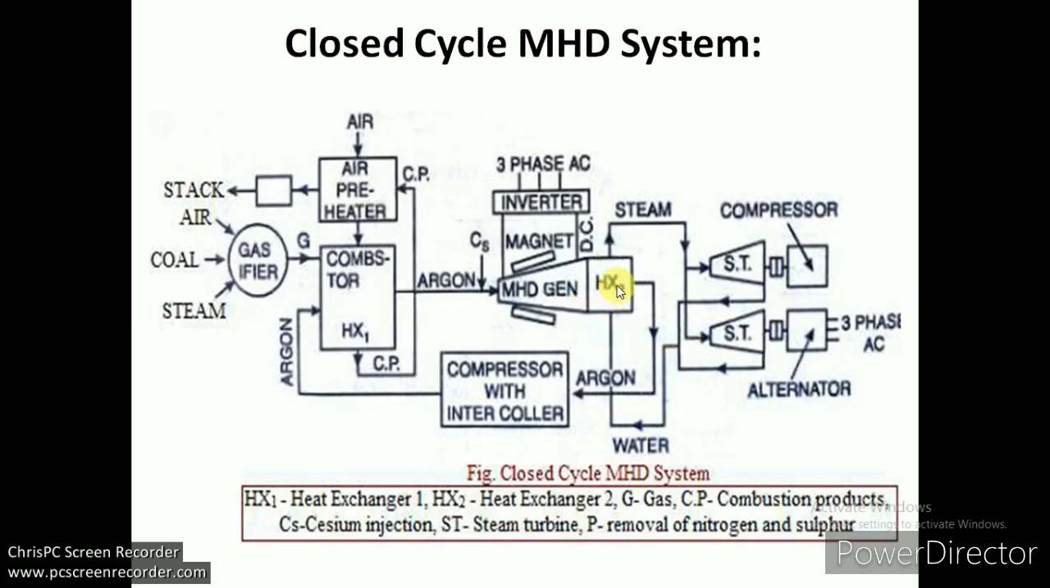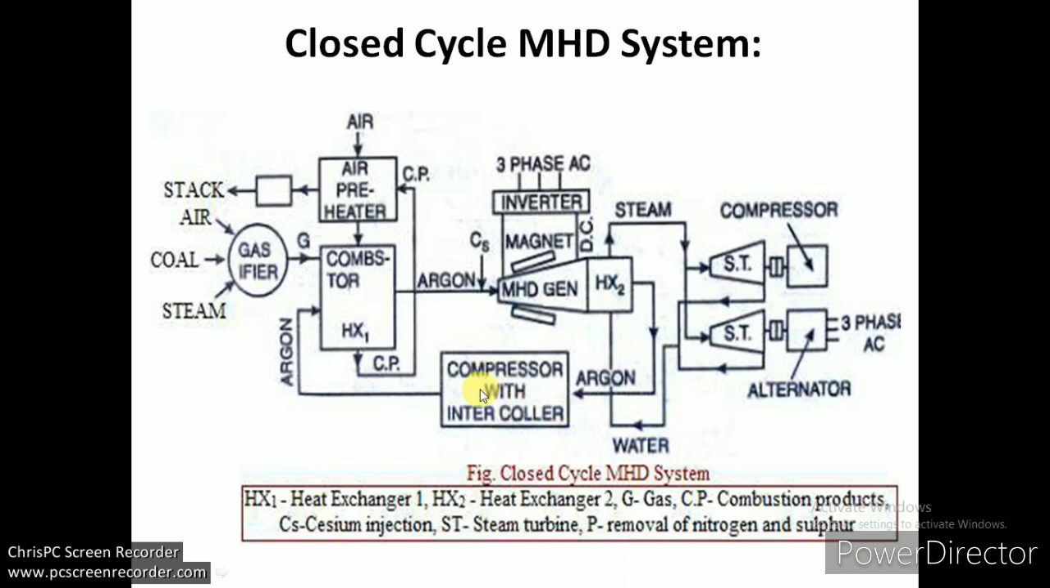As you can see here, the utility of the second heat exchanger is to convert water into steam, and the steam is utilized in the steam turbine to run the dynamo for generating electricity or running a compressor. This way the waste heat is utilized with the help of the second heat exchanger, and after this the exhausted argon is again utilized in the flow cycle of argon, as you can see here.